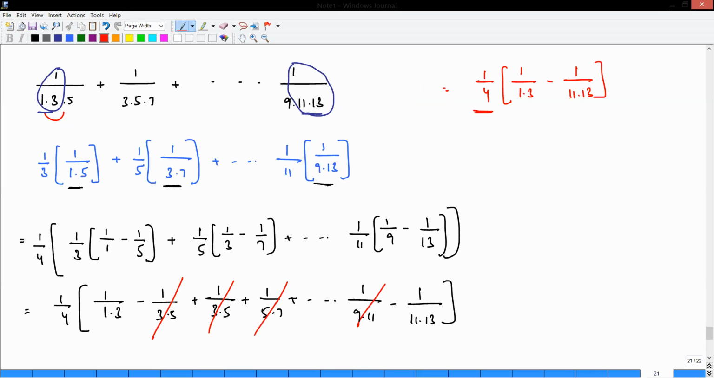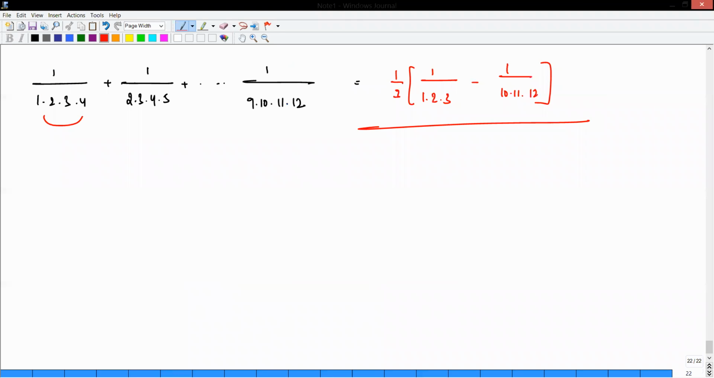If it is 2, in the first term, in the denominator, you take the first two numbers. In the last term also, in the denominator, you take the last two numbers. If it is 4, the same idea applies. Hope you understood that.